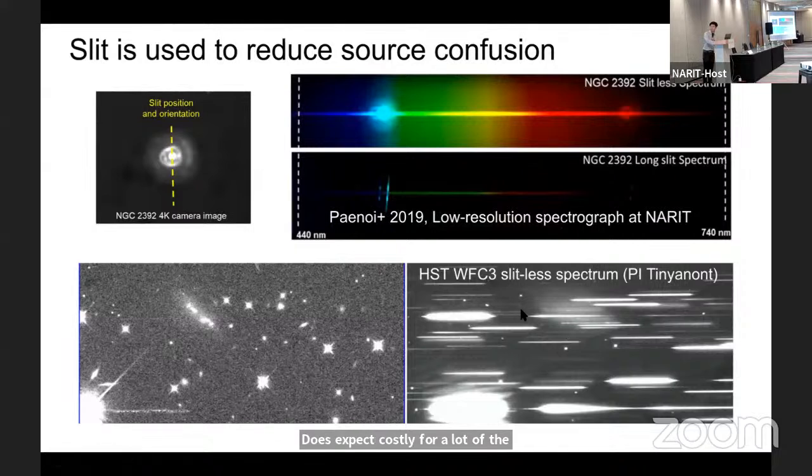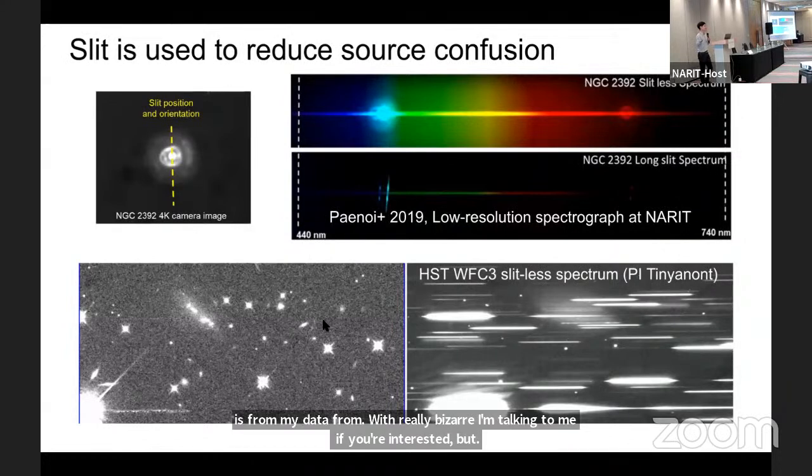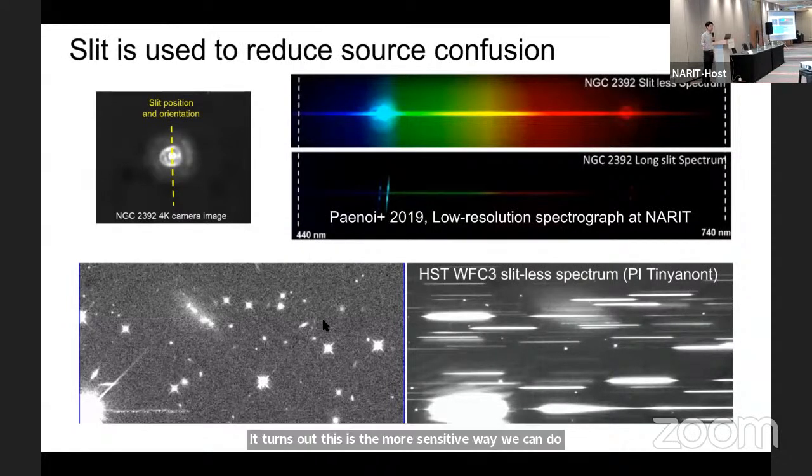So this is from my data of a really bizarre supernova. Come talk to me if you're interested. It turns out this is the most sensitive way we could do infrared spectroscopy before James Webb was launched. So we got some time on HST to make this observation, and you can see that there's no slit involved. You just take the image, put the grating down, and smear everything out.